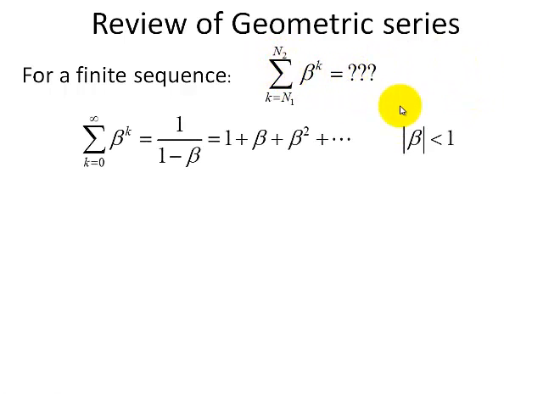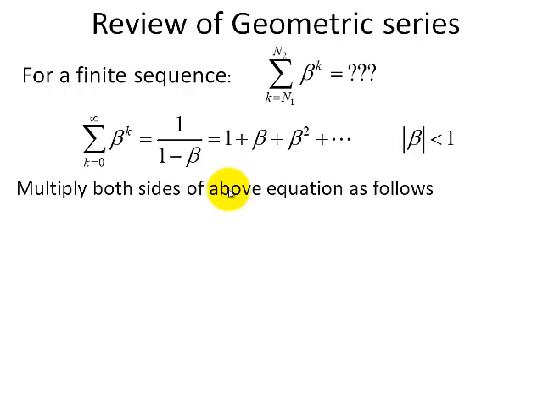Once again, we're going to take the summation of a finite sequence going from n1 to n2, where we have these terms, and we're going to add them all up and develop a closed form formula. As before in the earlier video, this infinite series can be reduced to this simple formula of 1 divided by 1 minus beta. We also have this constraint that the absolute value of beta is less than 1, and again that's for stability purposes when we hit finite impulse response filters and sequences.